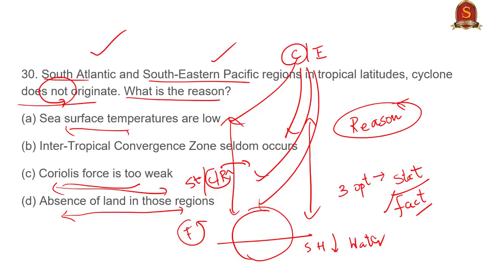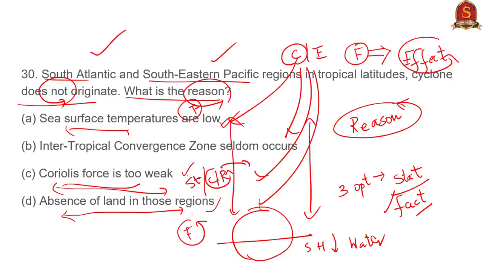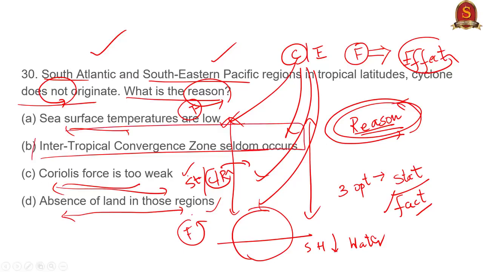Take the first one, sea surface temperatures are low. Yes, it is low. Again, it is a fact. But the question is on the reason. What people tend to do is, since they find these facts true, they make the connection that these facts should contribute to that specific effect. That is not the usual way things work out. Remember, this is the usual pattern in how reasoning questions are framed. Don't focus on facts, look at the reason. This is the reason why you have fewer cyclones: the Intertropical Convergence Zone rarely occurs in this specific region.